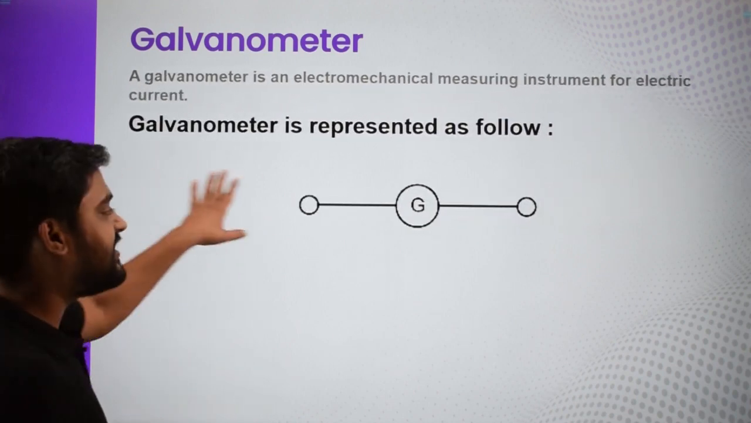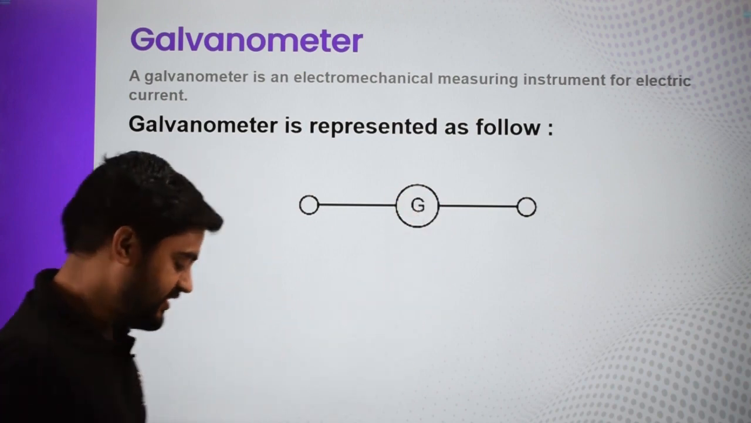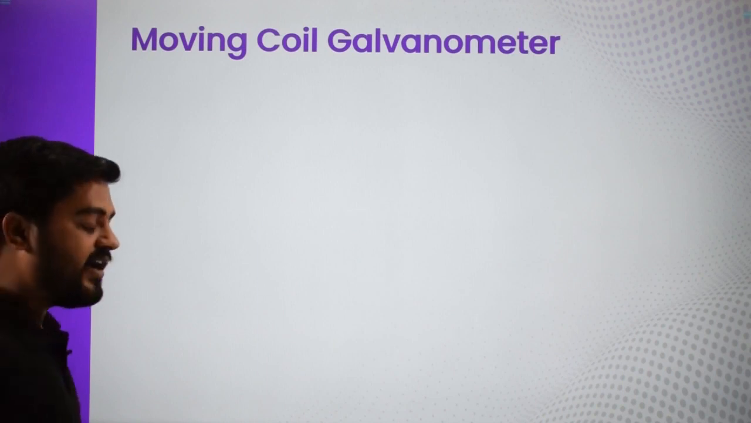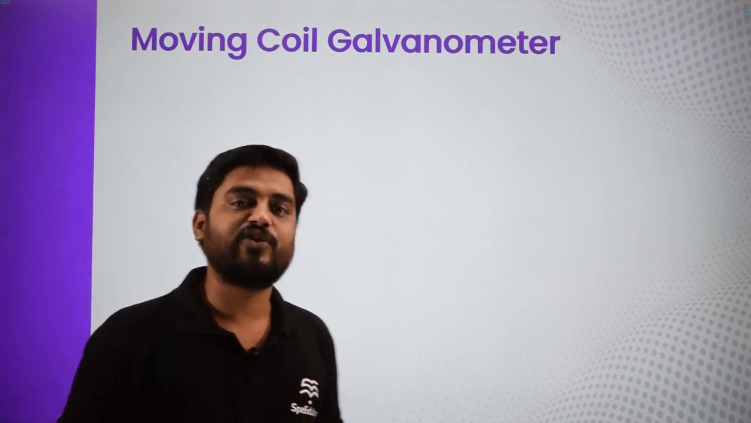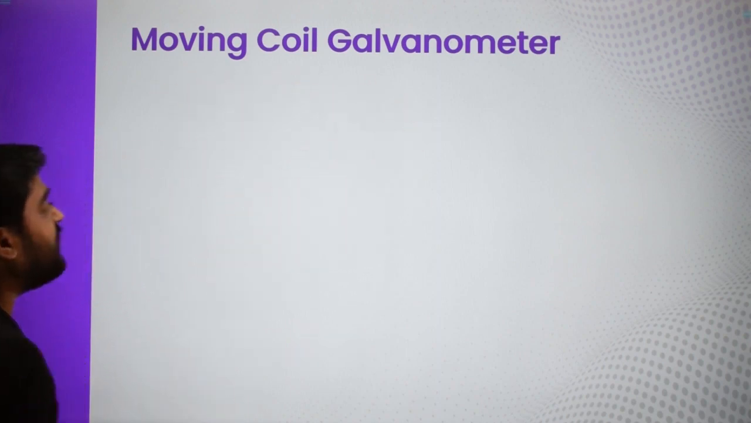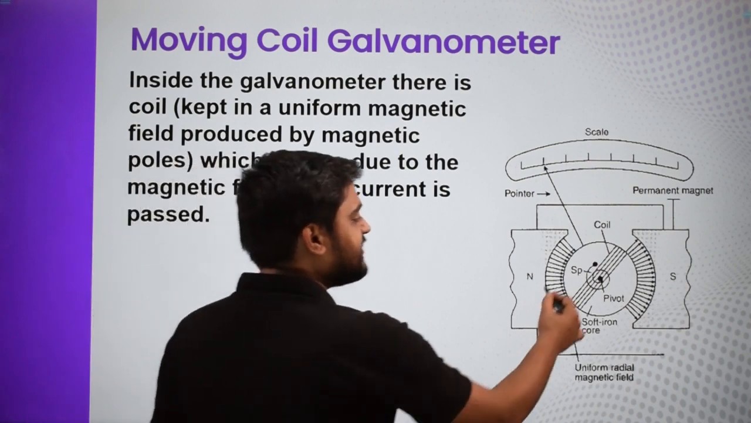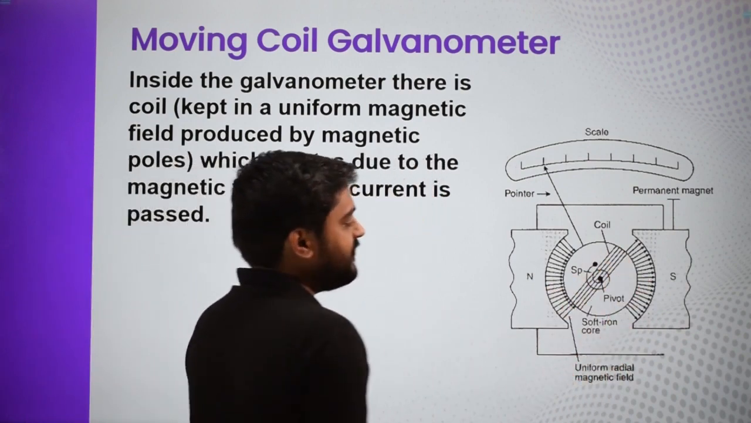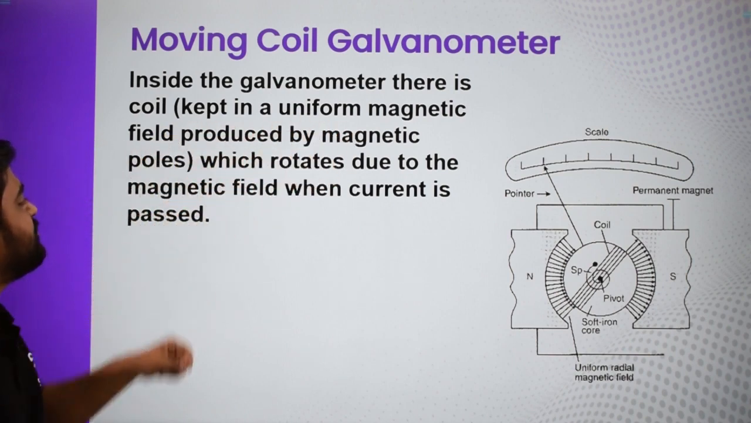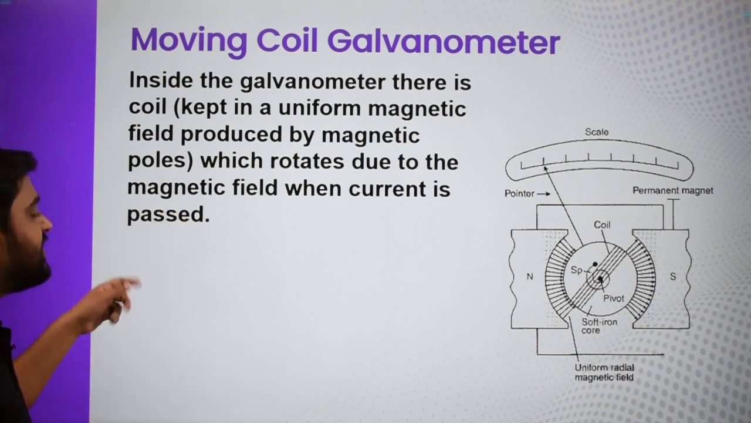Now, a galvanometer is represented by a circle with G inside it. This is the symbol for a galvanometer. Now we are going to discuss a particular type of galvanometer which is important, the moving coil galvanometer. So what is a moving coil galvanometer? Inside the moving coil galvanometer there is a coil, which is kept in a uniform magnetic field produced by magnetic poles, and which rotates due to the magnetic field when current passes through it.